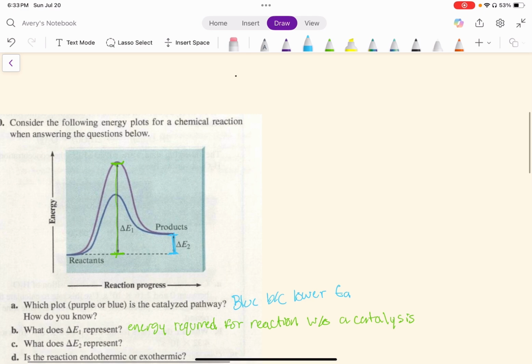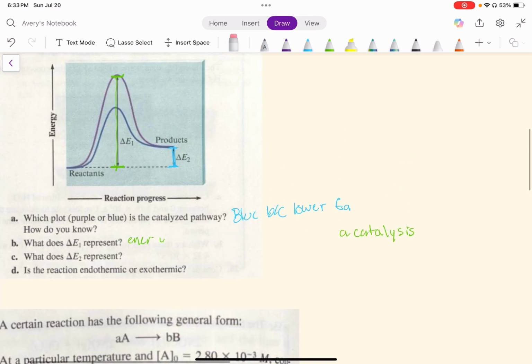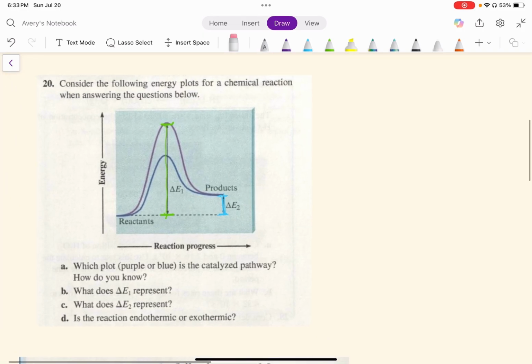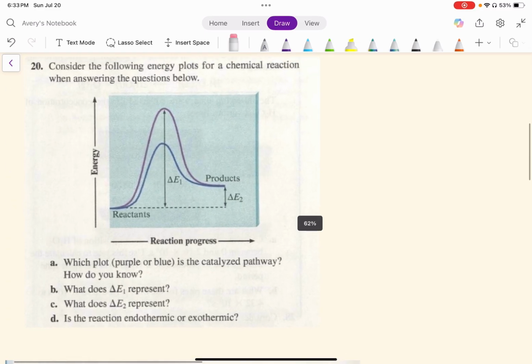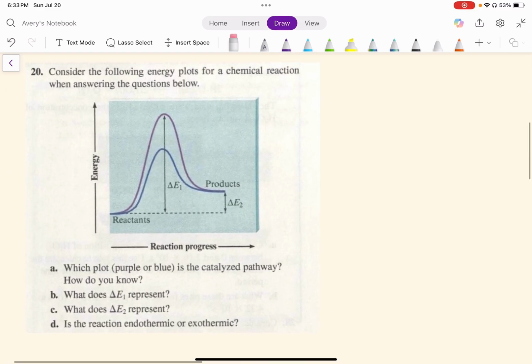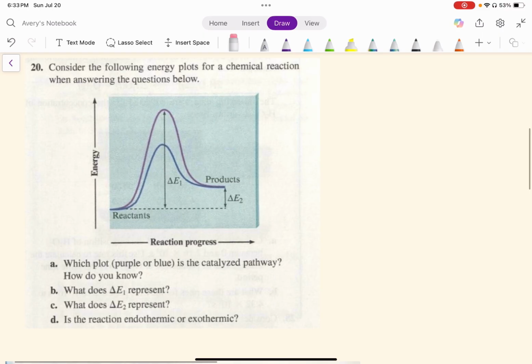Now for number 20, ignore my previous attempt of this recording. We're going to restart. Considering the following energy plots for the chemical reaction, when answering the questions below, we're given a graph. Which plot, purple or blue, is the catalyzed pathway? How do you know?